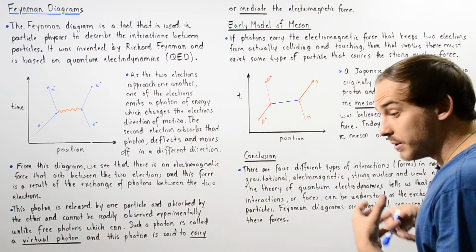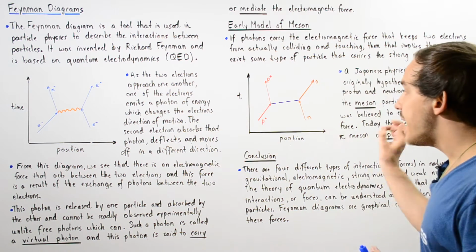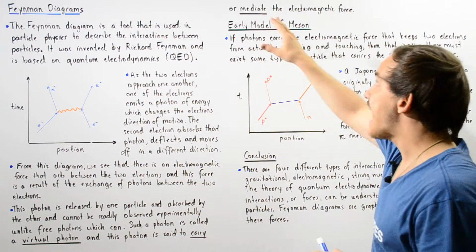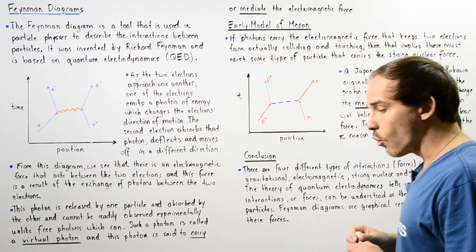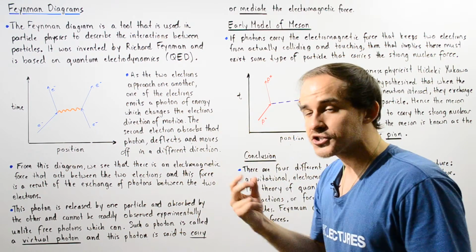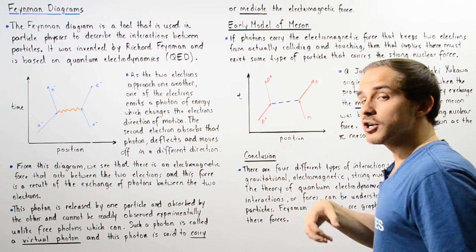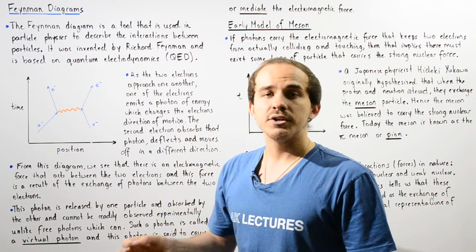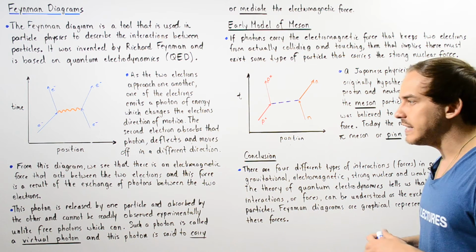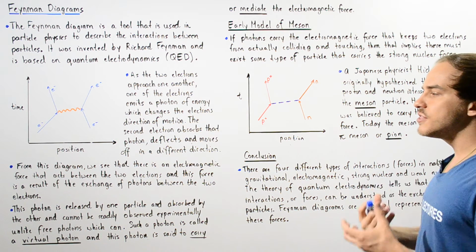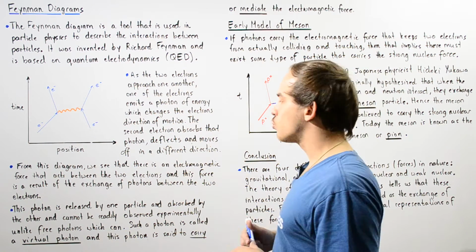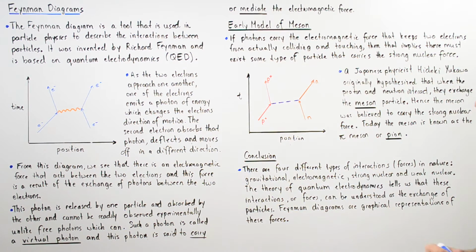And now we believe that it's not the meson that carries that strong nuclear force, but rather it's the collision between two quarks that exchange the gluon that carries our strong nuclear force. So the gluon today is believed to hold or carry that strong nuclear force, and we're going to discuss that in greater detail in a future lecture.